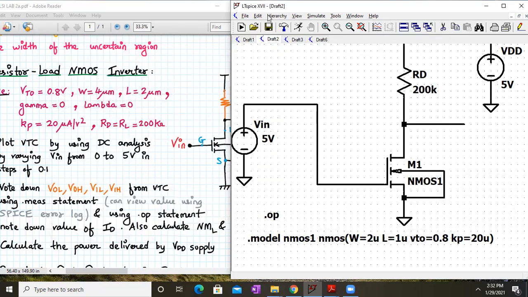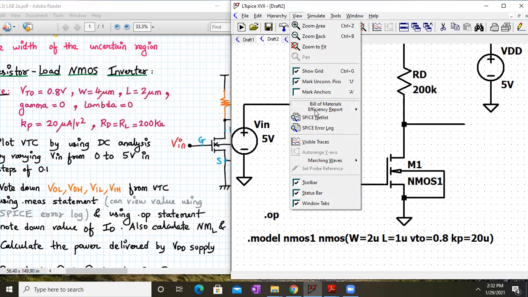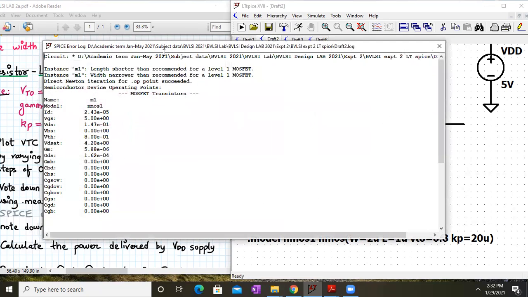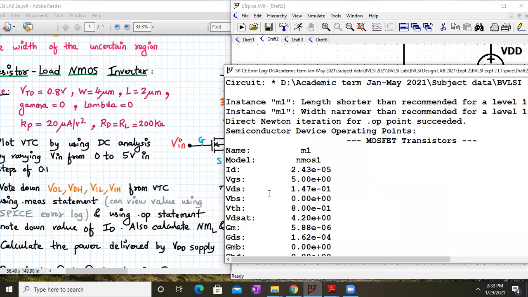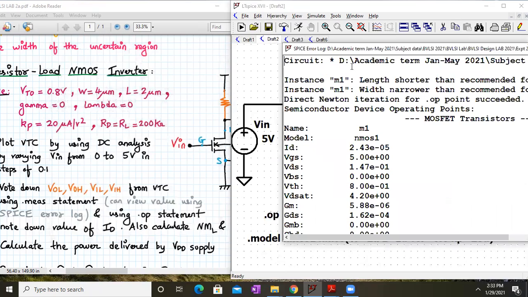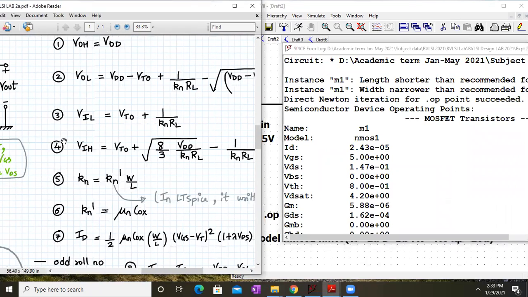Now let's check that carefully. So go to view and go to spice error log. You see over here, this will give you more accurate values. So ID value is given to us, VGS value is given, VDS value is given. Okay, so this you can take the print screen. Fine. Later on, whenever you do it.